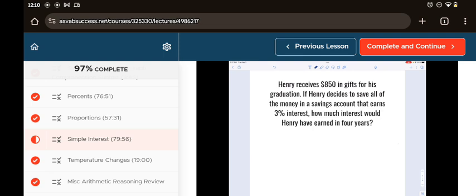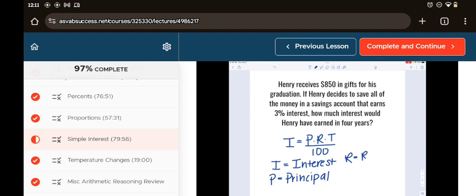So before we get started with the first question, I want to show you the equation for simple interest. So the equation is interest earned equals principal times rate times time over 100. Okay, what does this mean? I is interest earned, P is principal, which is usually the deposit, R is the interest rate, and T is time in years. Super important, it's time in years, okay?